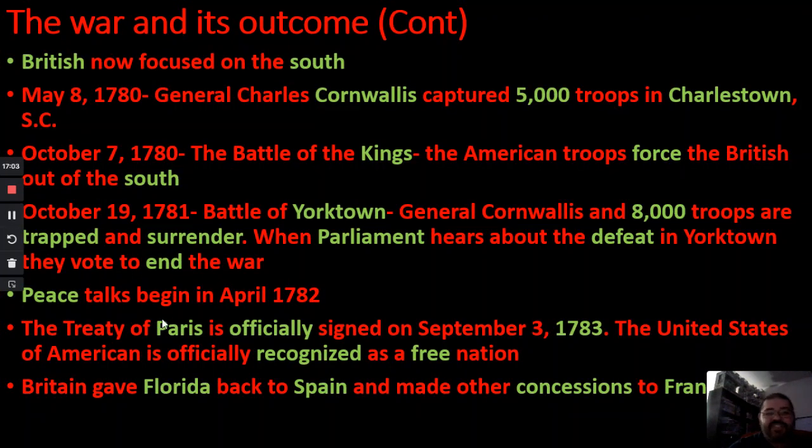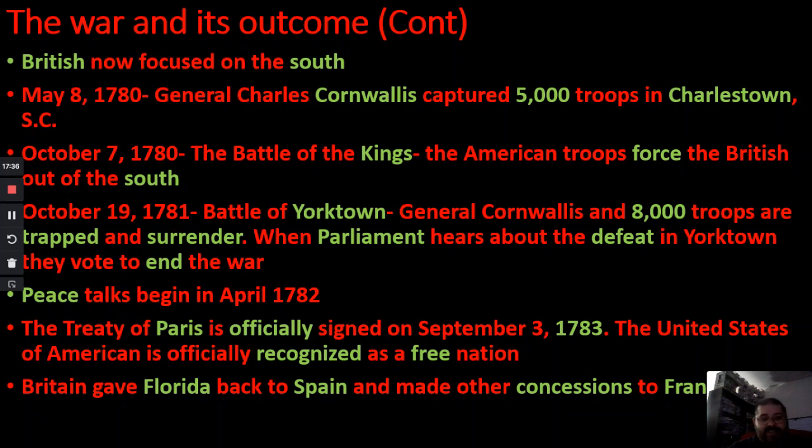So the British are now losing in the north. They're now focused on the south, and they bring in the big guns. On May 8th, 1780, General Charles Cornwallis, one of the best generals that the British had, captures 5,000 troops in Charleston, South Carolina. This guy was a master strategist. If you've seen the movie The Patriot, they don't really exaggerate too much. He is a very smart man when it comes to war.